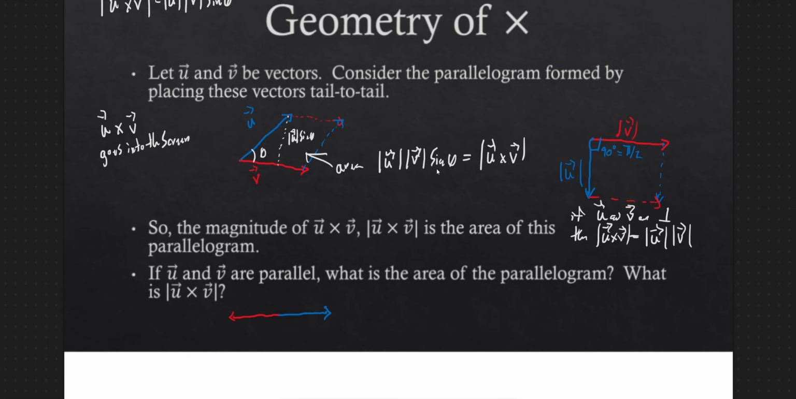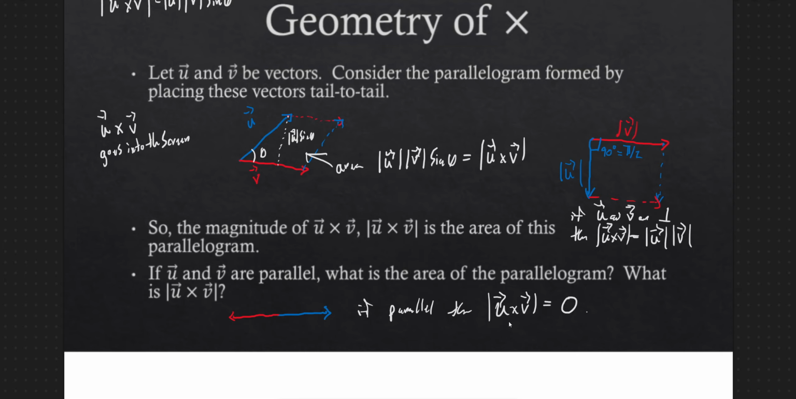And that tracks because sine of 90 degrees is 1, and so that sine theta term just disappears as a factor of 1, and we're just left with magnitude v. If they're parallel to each other, then theta is either 0 or pi. Sine of 0 or pi is 0, and so again we get 0 here. So let me just write that here. If u and v are parallel, then the magnitude of the cross product is 0.